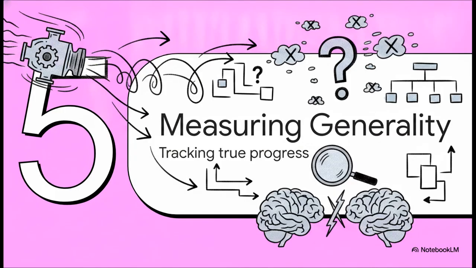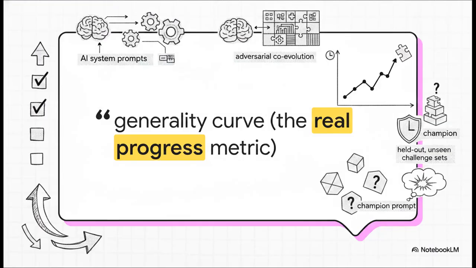Section 5. Measuring true generality. So, how do we know if any of this is actually working? The repository is crystal clear about this. The headline metric is absolutely not how well the prompt beats the current adversary in the current round. That's just a local victory.